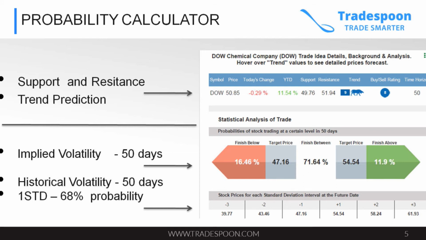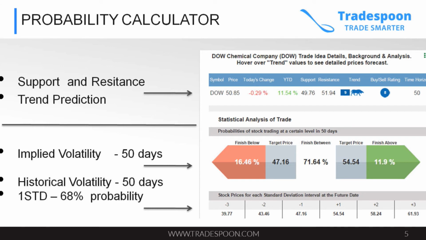So what you can see on your screen, first you see support and resistance. Our prediction for the next 50 days, what is the support and resistance? If you're a weekly trader, what is the support and resistance for the next 5 days, for the next 10 days? We also show you our trend prediction. You can see our trend number and the buy sell rating that shows you, based on our models, what is the probability of the stock being higher or lower, and how predictable the stock behavior is based on our neural network analysis.